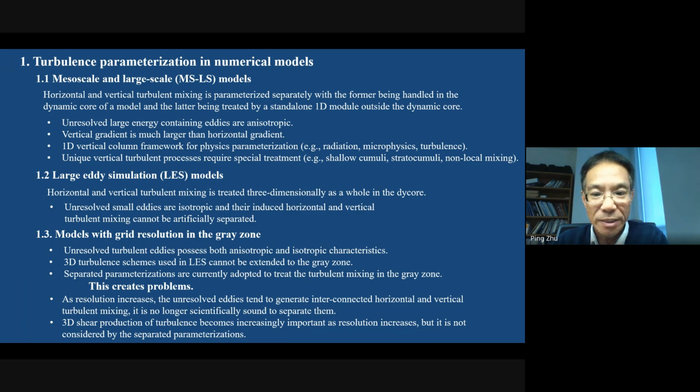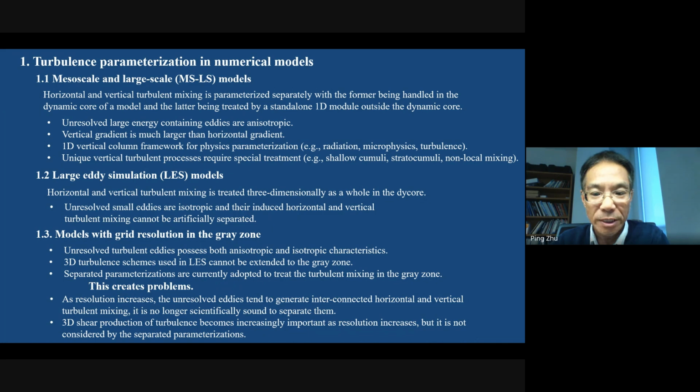For models with a grid resolution in the gray zone, the unresolved turbulent eddies possess both anisotropic and isotropic characteristics. The 3D turbulent scheme using LES cannot be extended to the gray zone because they lack the ability to consider the anisotropic large eddies. So the separated parameterizations are currently adopted to treat the turbulent mixing in the gray zone, but this creates a problem.